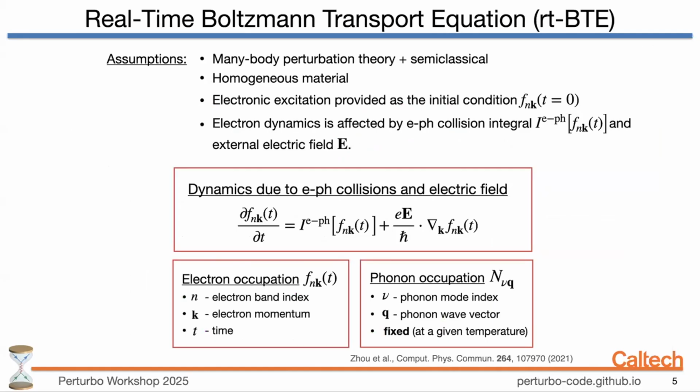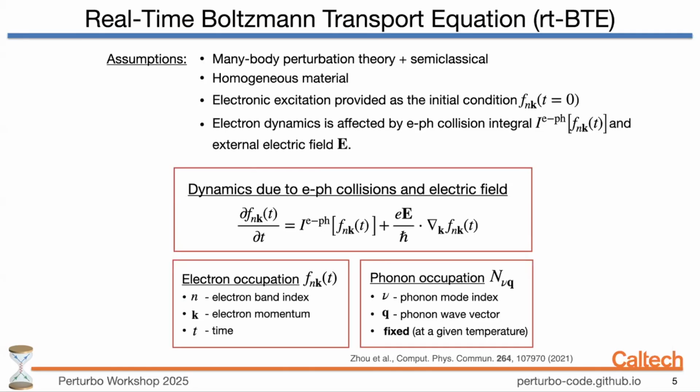So just to recap the basic formula of the Boltzmann transport equation that we talked about yesterday, which was more focused on the transport side. Today, we will want to use the same equation for dynamics. This is, again, a semi-classical method based on many-body perturbation theory. And in Perturbo, we assume that it is a homogeneous material. The electronic excitations for RTBTE should be provided by the user as a starting initial condition. So you need to know what the initial condition will be.